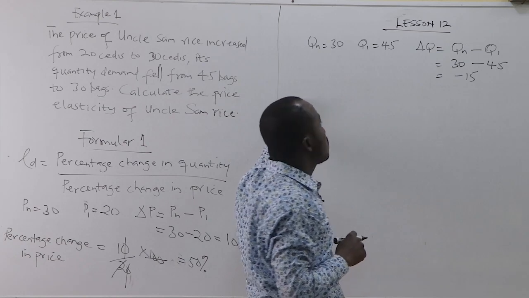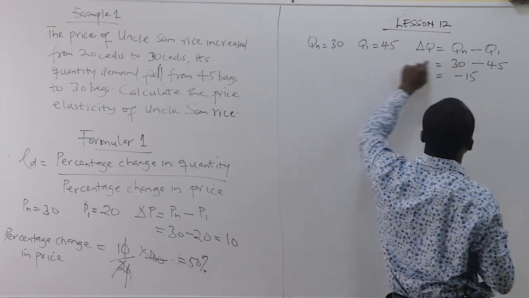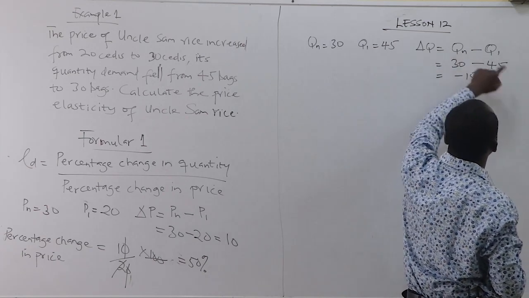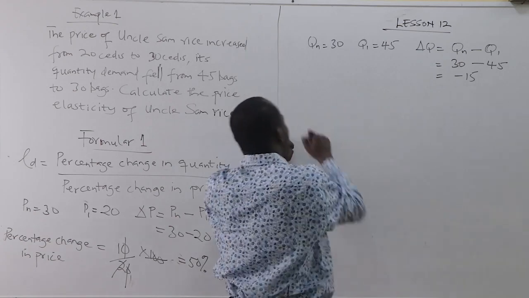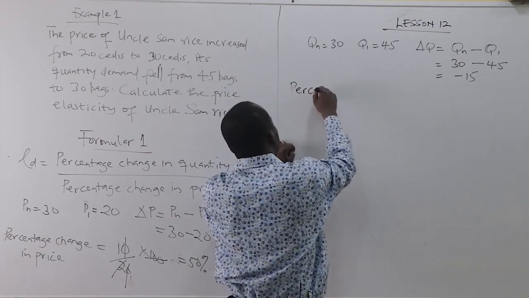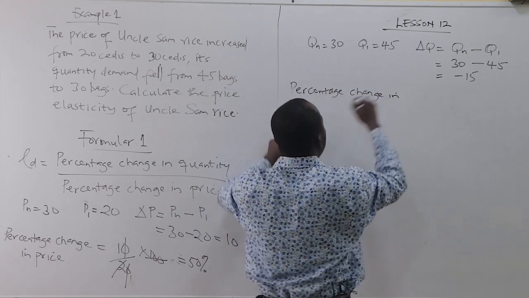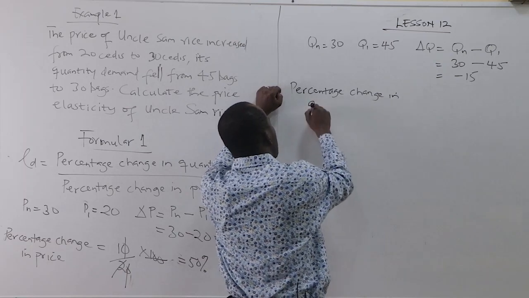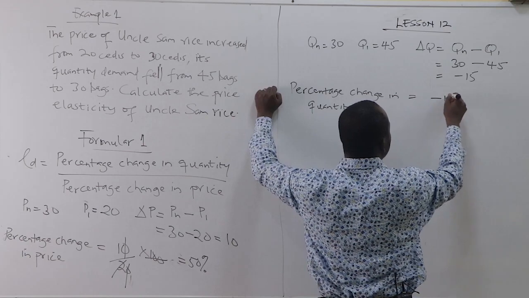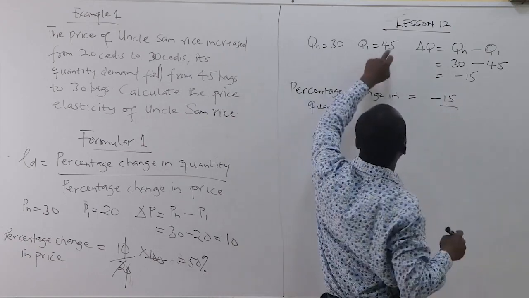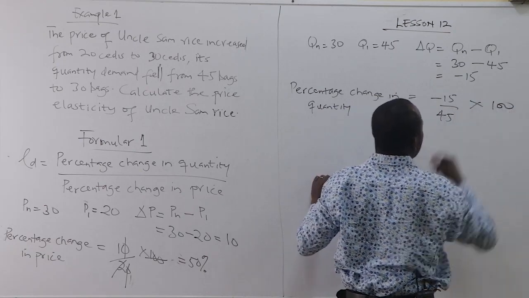So the new quantity is 30. The initial quantity is 45. So what's the change in quantity? Change in quantity is the new quantity minus the initial quantity. That's 30 minus 45. That's the change. What is the percentage change in quantity? That's going to be negative 15 divided by the initial quantity, 45, times 100.